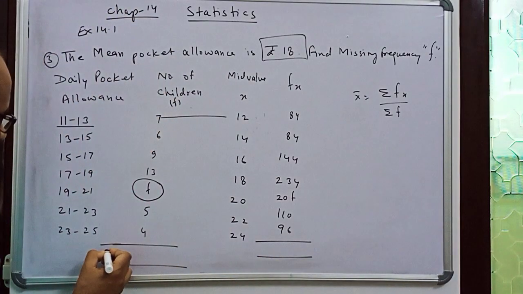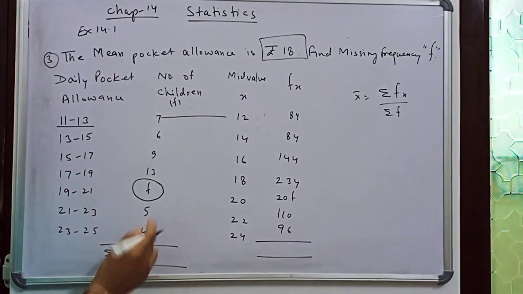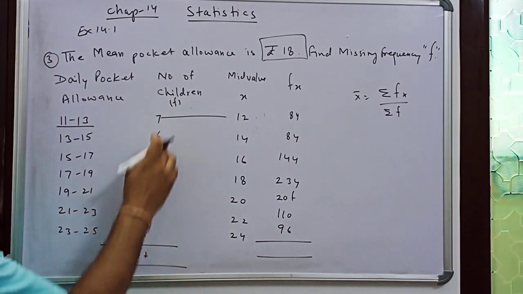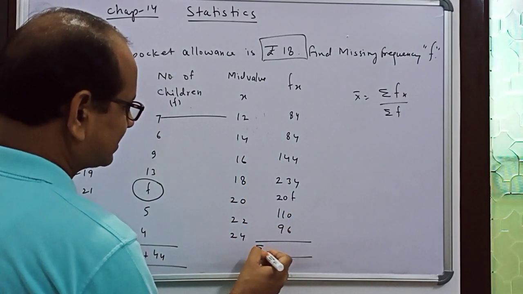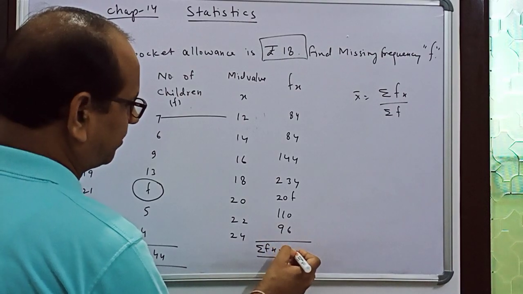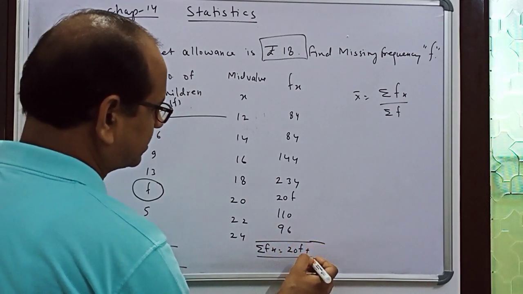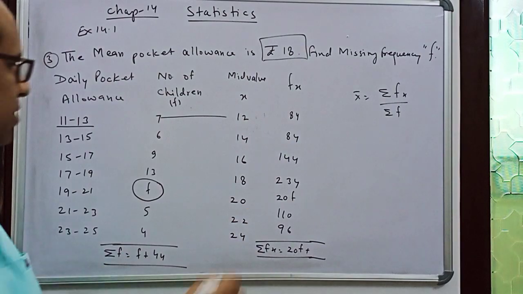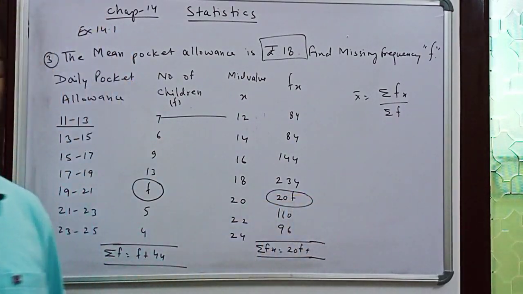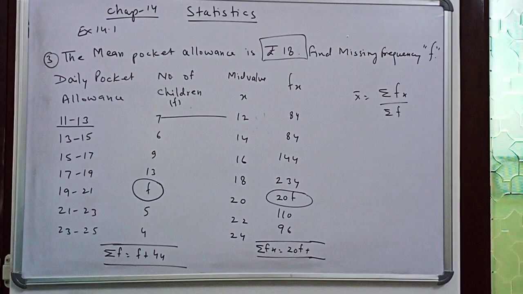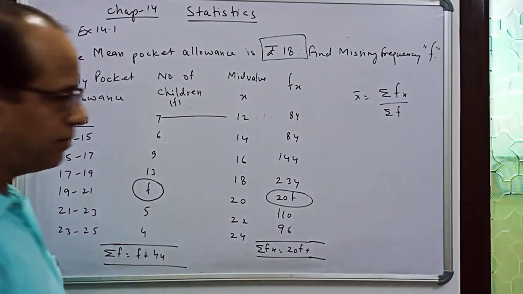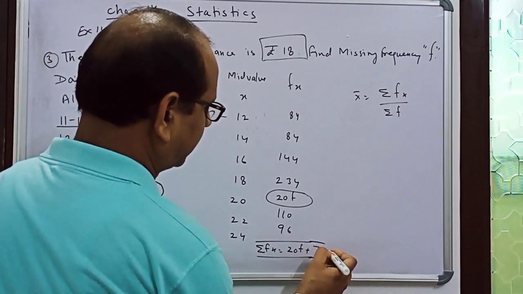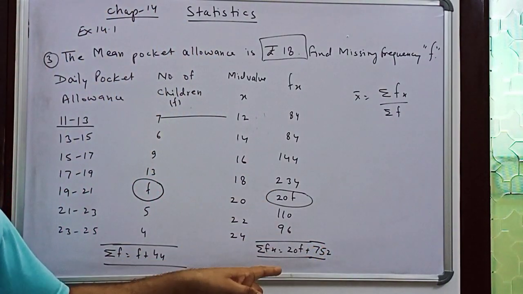Now we will find two totals. One is sigma f. Sigma f means the sum of this, that will be f plus 44. And the second total is sigma fx. That will be 20f, which will remain separate because this number is a variable. So we will not add this 20 in these numbers. So it is 20f plus the total of the remaining, and it will be 752. So the total is 752.